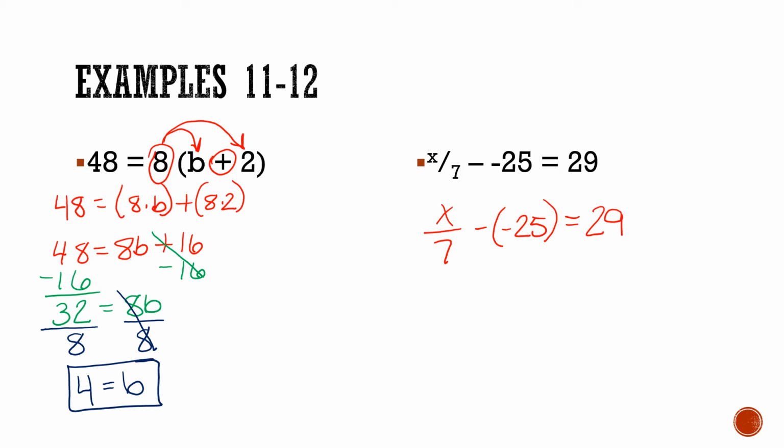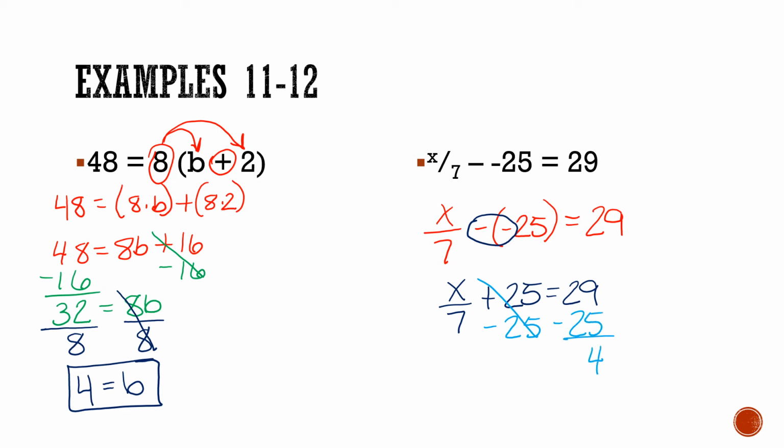Okay, and number 12, you should have recognized here that we had a double negative. So we're going to set that up as x over 7 plus 25 equals 29. Again, since we're working backwards through this equation, that means we do our order of operations backwards, which means we're going to first get rid of our addition or subtraction. So the opposite of plus 25 is minus 25. 9 minus 5 is 4 equals, and then we've still got our x over 7.